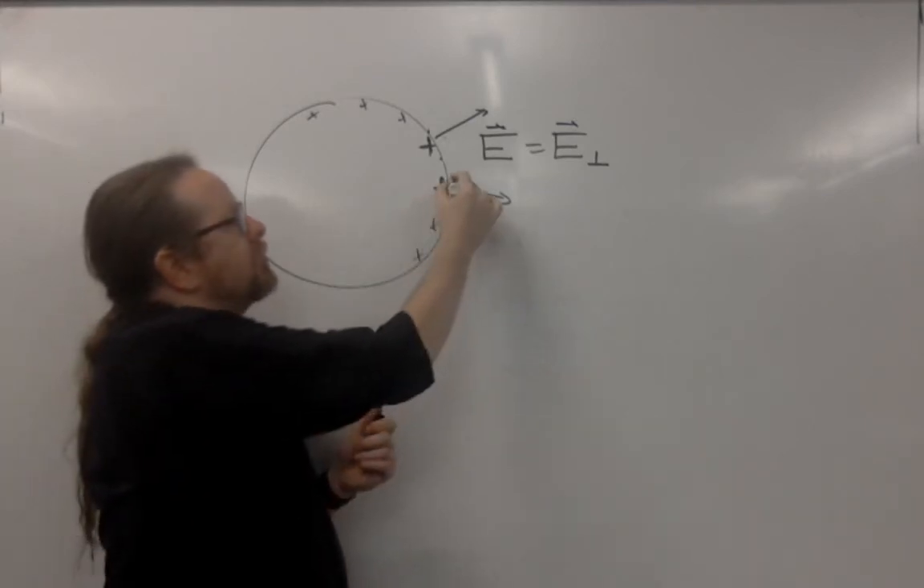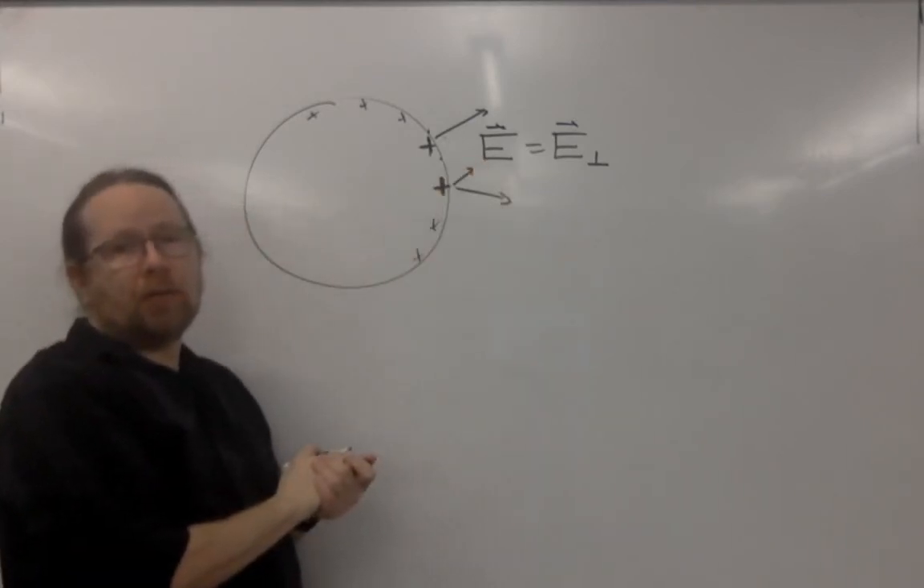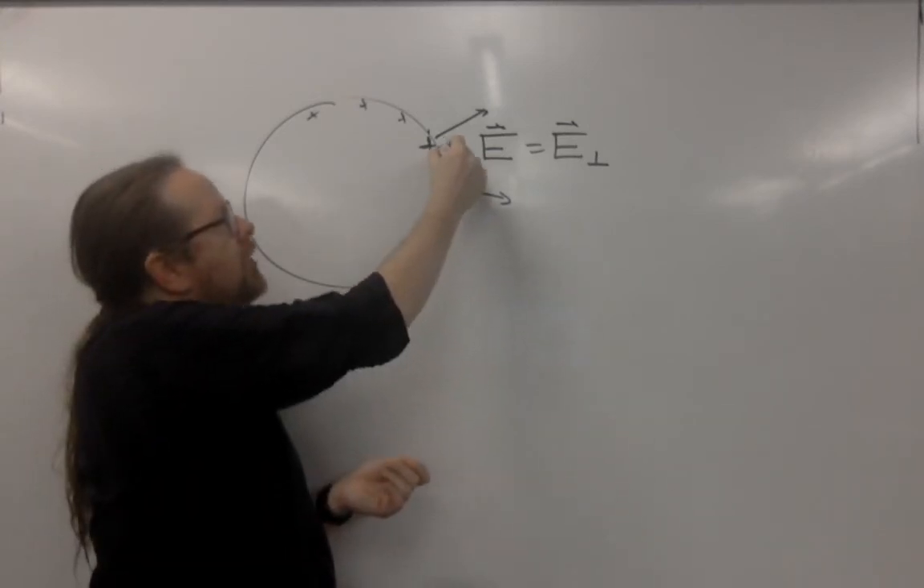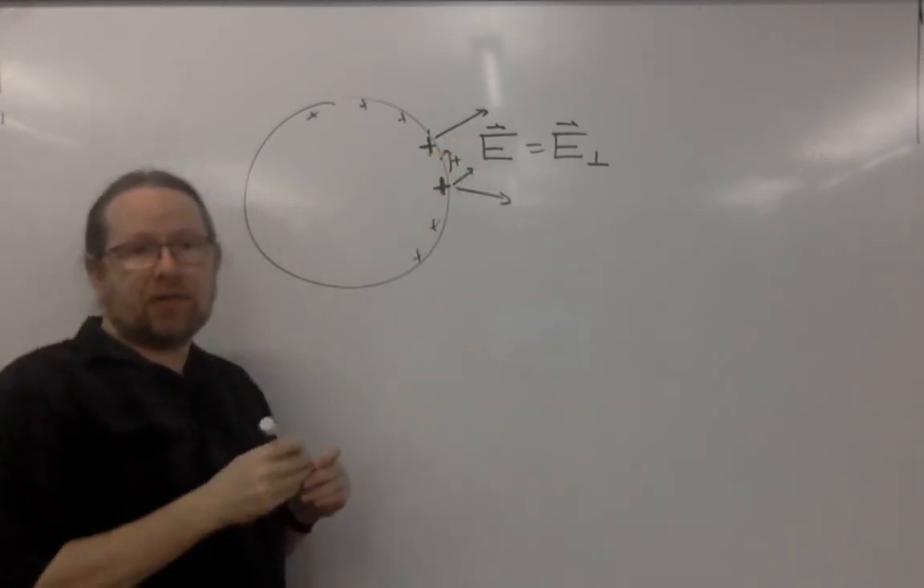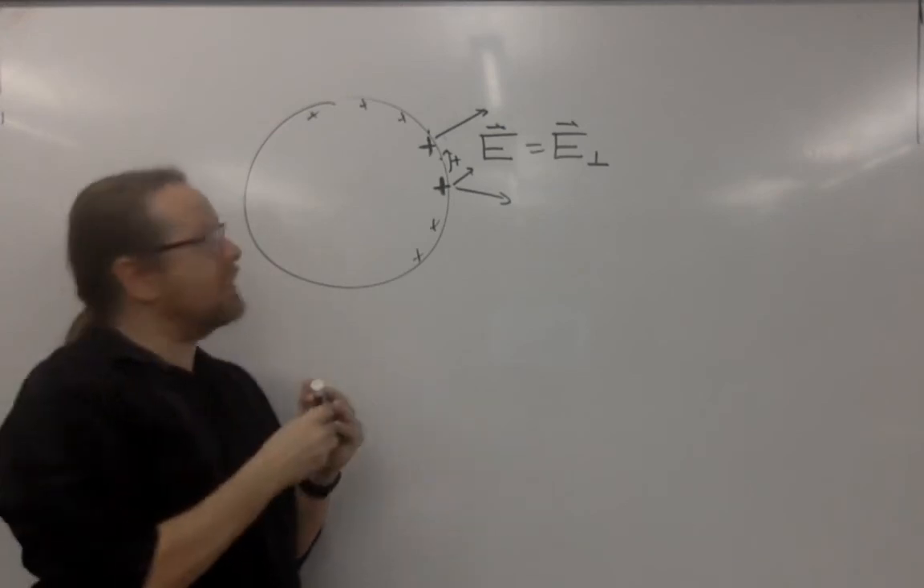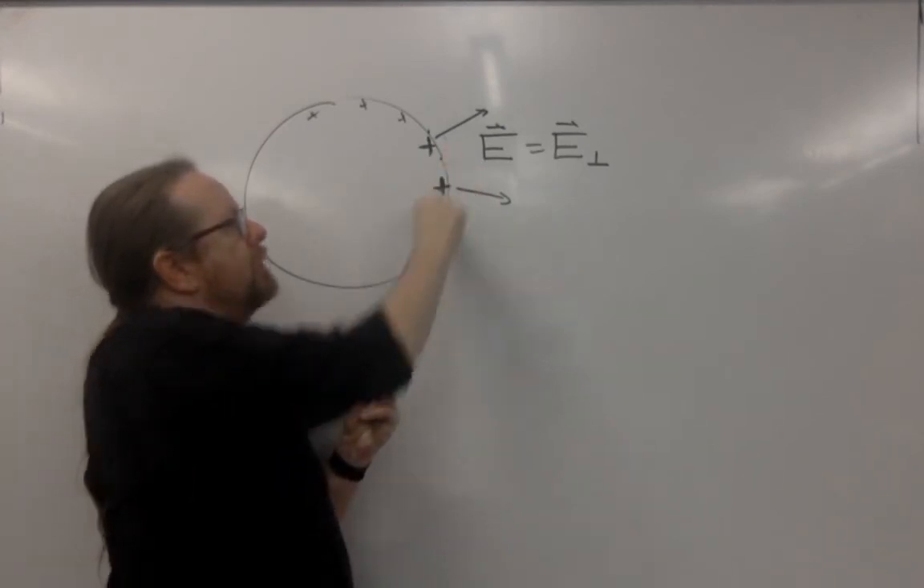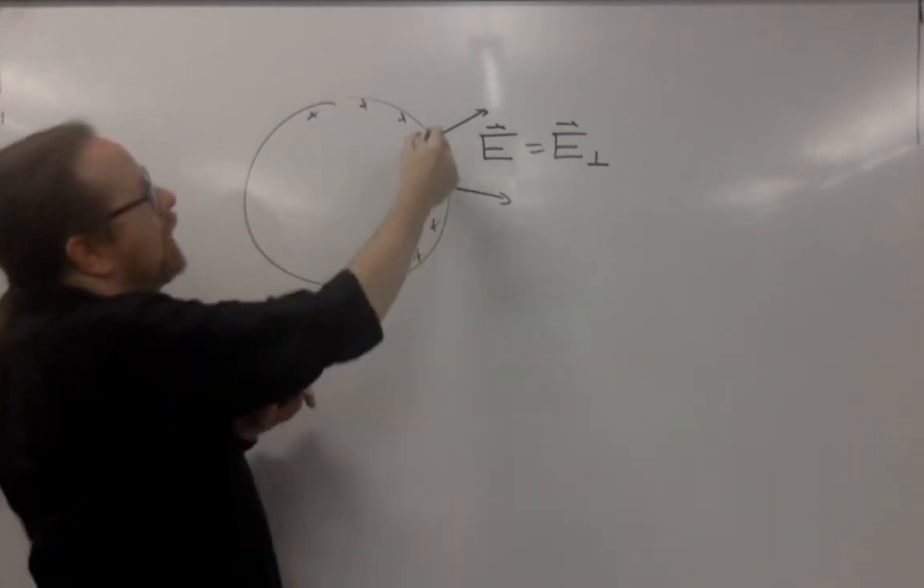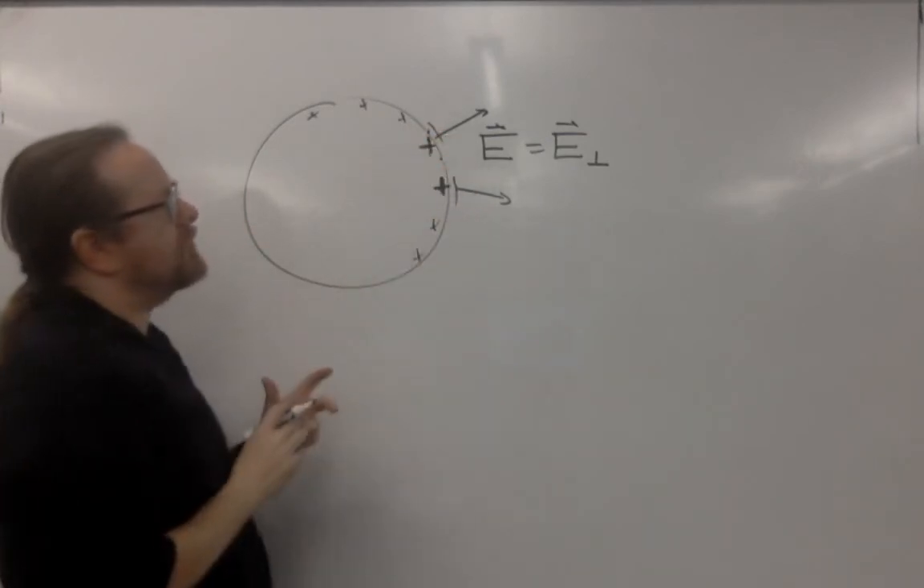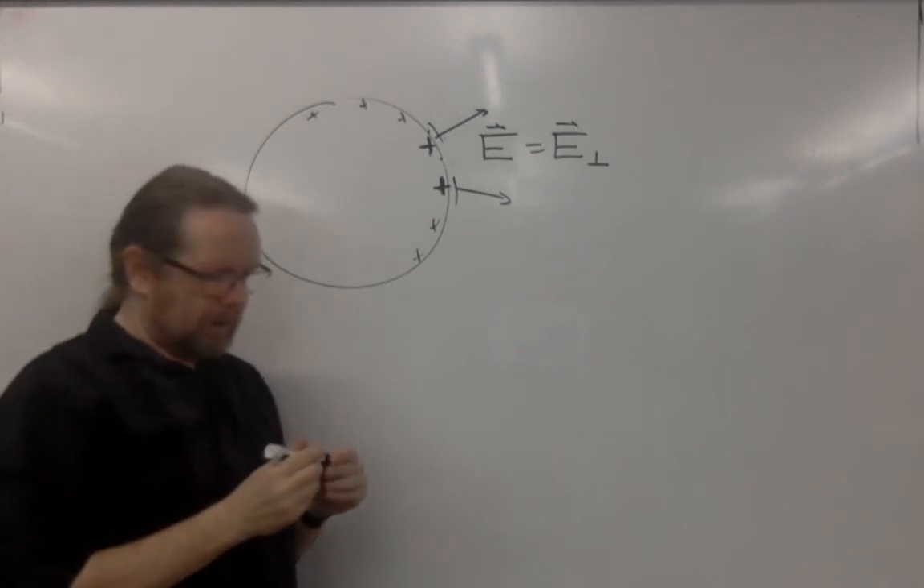But if this wasn't true, if the electric field had some component parallel to the surface, then the charges on the surface would move in that direction, and they would move until that was no longer the case, until there was no longer a tangential component to that field. So the electric field at the surface is always perpendicular.